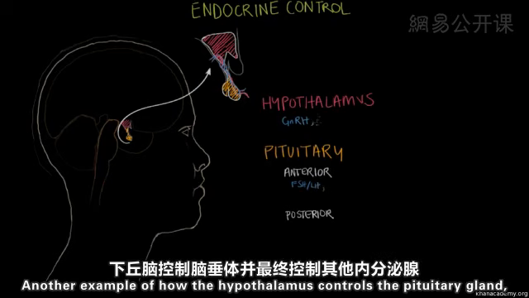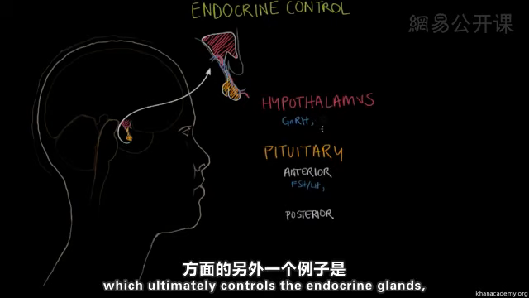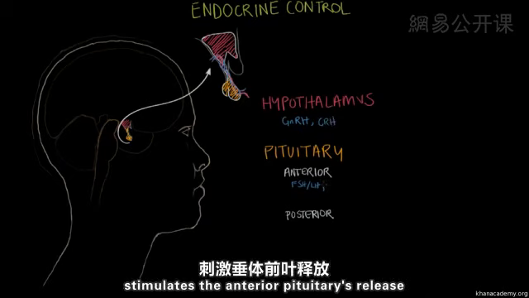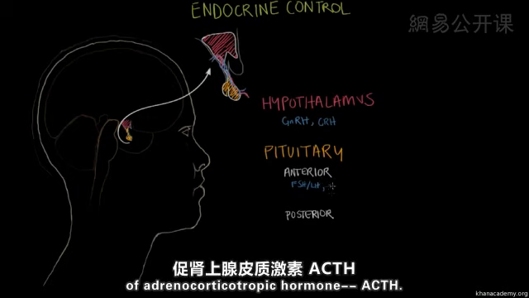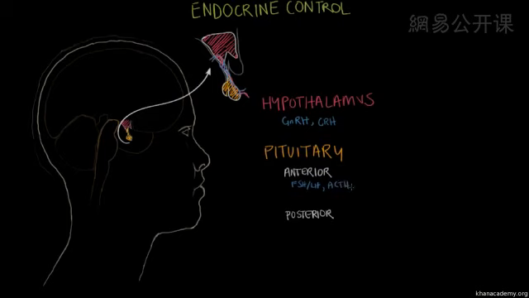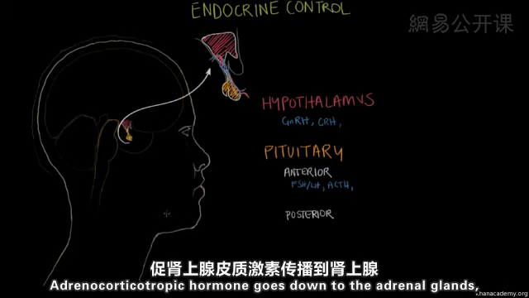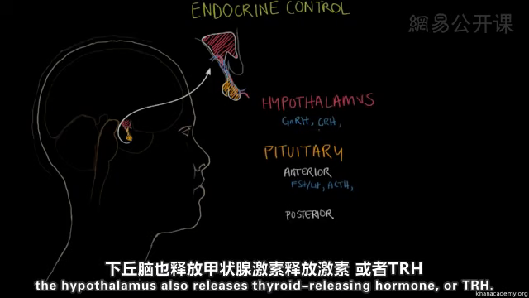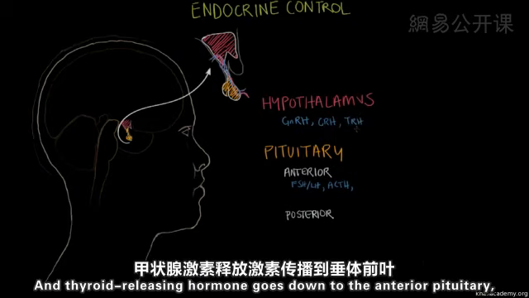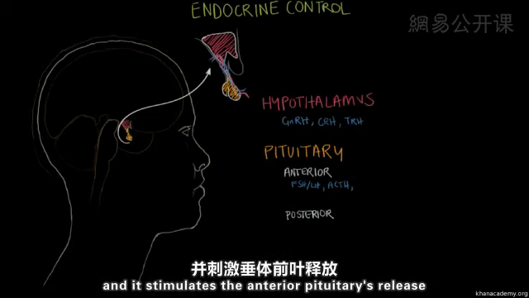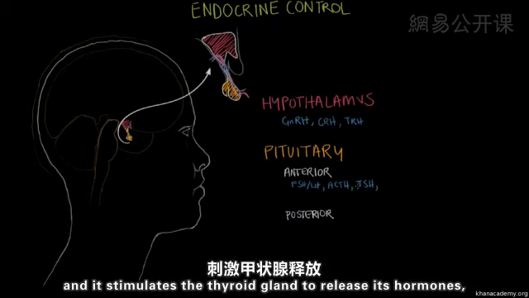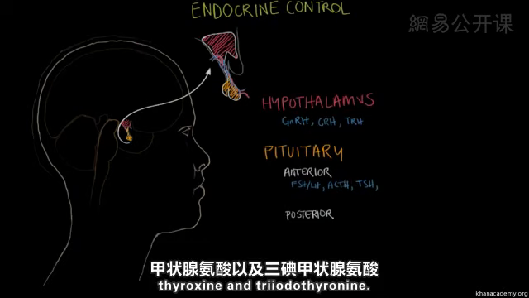Another example of how the hypothalamus controls the pituitary gland, which ultimately controls the endocrine glands, is corticotrophin releasing hormone. And corticotrophin releasing hormone stimulates the anterior pituitary's release of adrenocorticotrophic hormone, ACTH. Adrenocorticotrophic hormone goes down to the adrenal glands, and it stimulates the adrenal gland's release of its hormones. And so moving along, the hypothalamus also releases thyroid releasing hormone, or TRH. And thyroid releasing hormone goes down to the anterior pituitary, and it stimulates the anterior pituitary's release of thyroid stimulating hormone, TSH. And thyroid stimulating hormone goes down and it stimulates the thyroid gland to release its hormones, thyroxine and triiodothyronine.